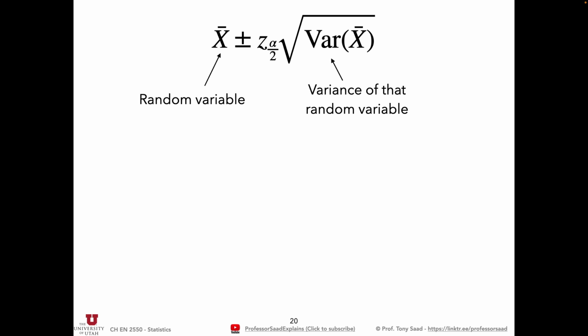So instead of X, I could have sampling means of zebras. As long as they're randomly distributed, I can plug them in here. And the confidence interval is the mean of that random variable, plus or minus z alpha over 2 times the square root of the variance of that variable.